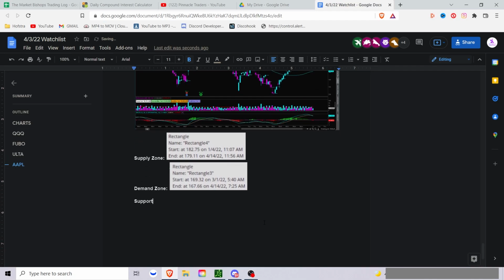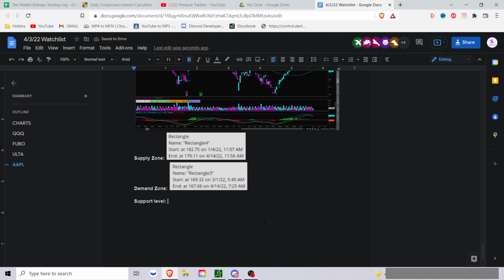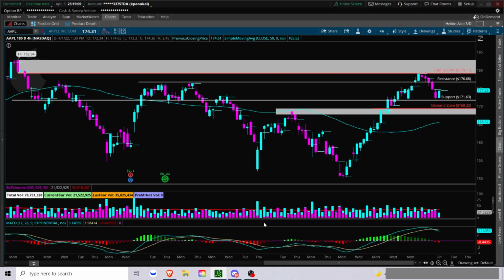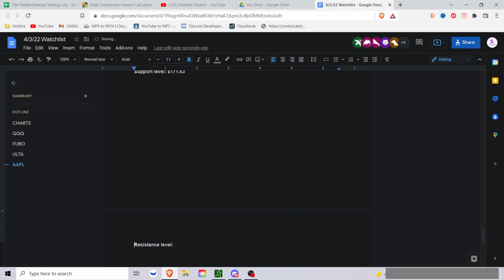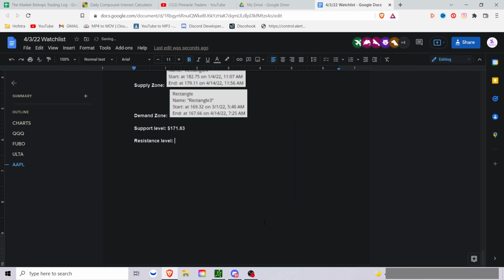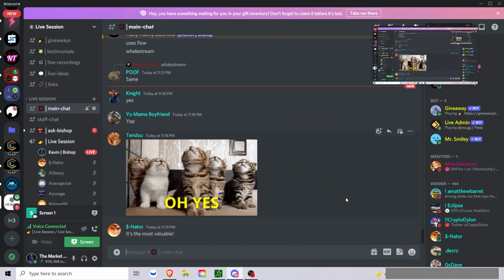Just updating the support. The support is, what is it? It's 171.63. Then we got resistance at 176.68. Right? So there you go. That's for Apple. Just finished Apple.